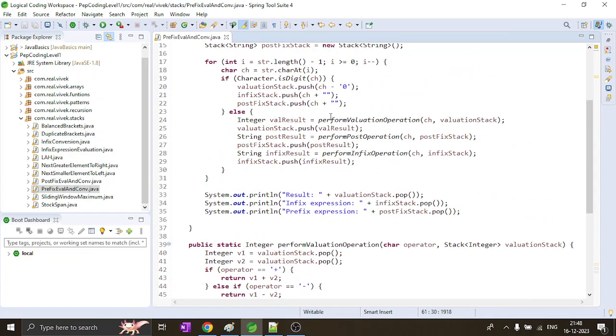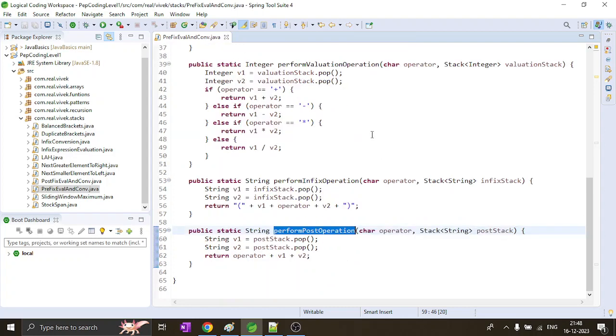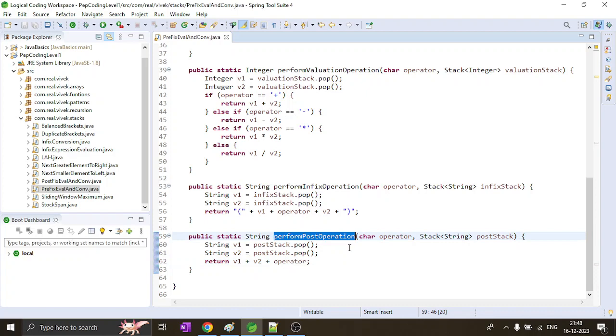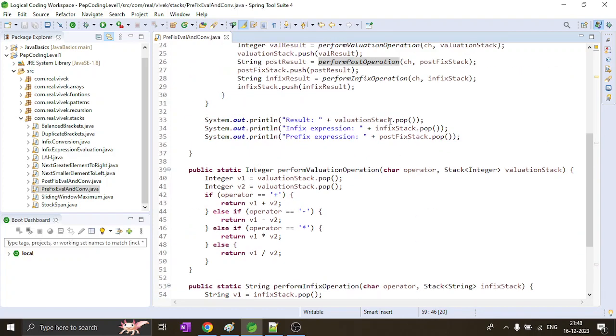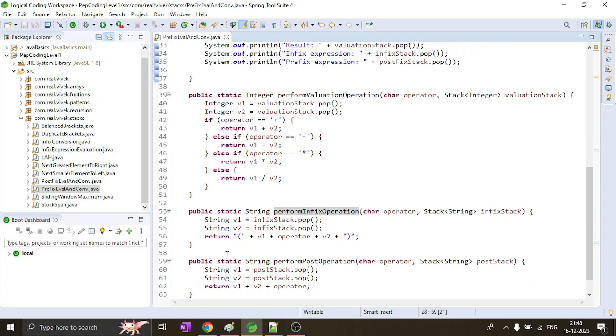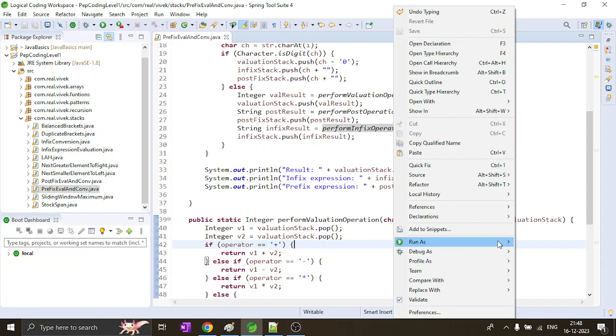Okay. So in the valuation stack, we will perform V1 operation V2. In the postfix stack, what we'll do is we'll perform V1 operator. Oh no, right? We'll have to change here. We'll have V1 V2 plus operator. Yeah. And in the infix, we perform V1 operator V2. Yep. So let's try to run this once as a Java application.